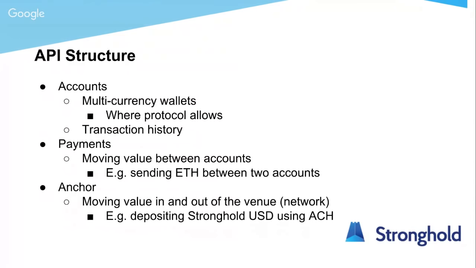So once you've moved past the venue process and you are now scoped into a particular venue, let's say it's the Stellar public network, you'll now interact with the specific APIs. Accounts is the base of most implementations. You'll need to create accounts for the business, or sometimes you'll create accounts for individual users. And essentially, these are multi-currency wallets where the protocol allows. So in the case of Bitcoin, it's a wallet that can only hold one currency. But something like Stellar can hold any of the tokens inside the network.